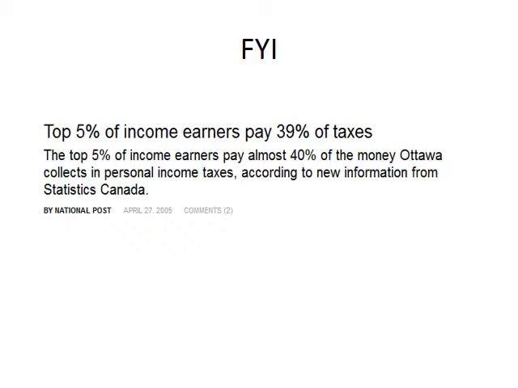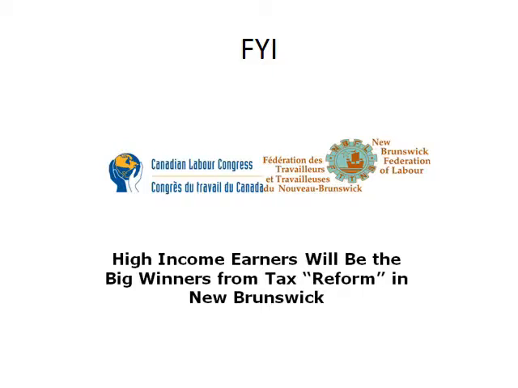So it's often said that the rich have so many tax loopholes and they don't pay their fair share of taxes. Well, this comes from, it's a little dated, but in 2005, National Post states that the top 5% of income earners pay 39% of taxes, so almost 40% of the taxes. And here, this relates to the other slide. This was at a case out in New Brunswick. A few slides ago, we talked about tax cuts could impact the higher income people more. And here it says the high income earners will be the big winners from tax reform.